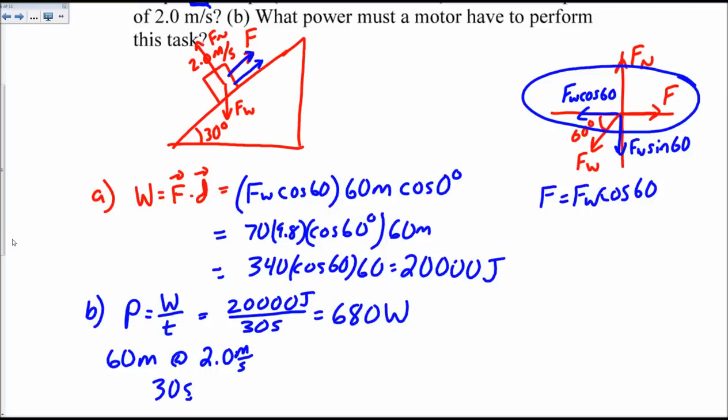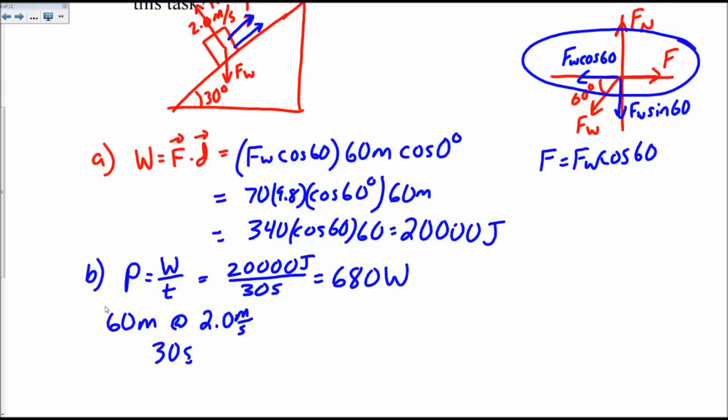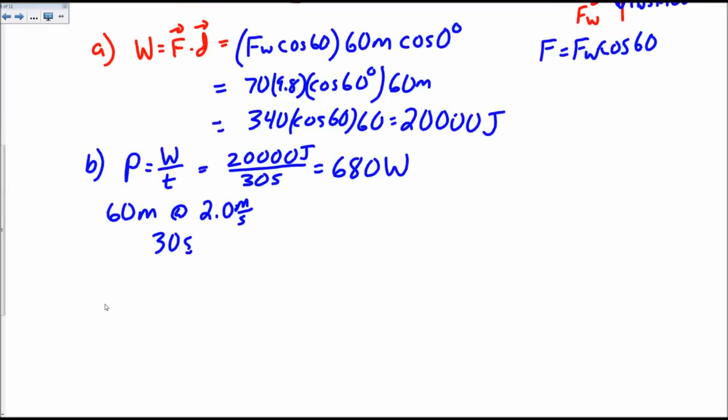680 watts. Let me just double check that number. 20,000 over 30 seconds. Okay, you actually get 670. But let me show you another way to do this. All right, 680, it sort of depends how you round.